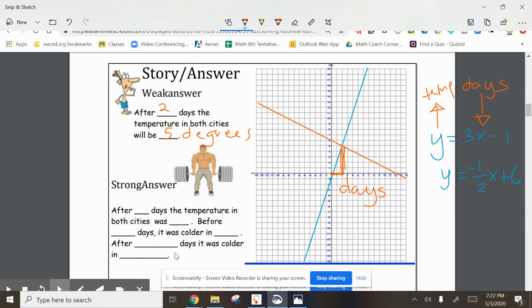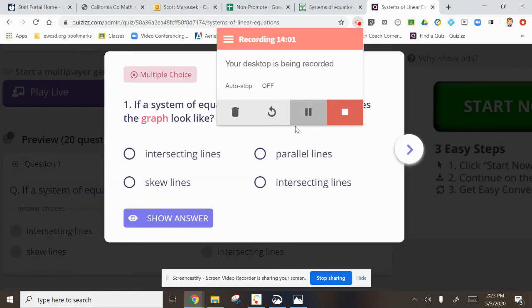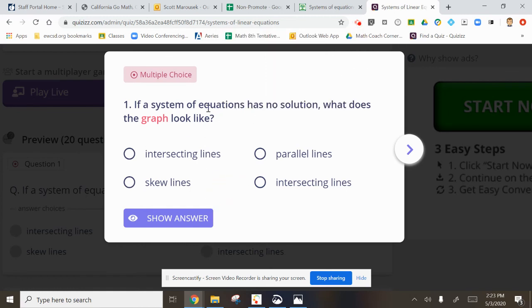And then don't worry about the wrong answer right here. We'll move on from this, and let's take another peek. All right, now we're going to finish up real quick, just looking at a couple problems here. A system of equations that has no solution, what does the graph look like? Intersecting lines, parallel lines, skewed lines? Well, we know parallel. You should know that. Okay, let me hide this answer here.